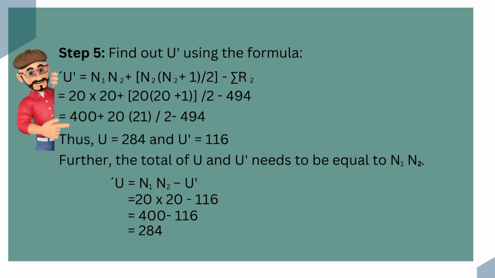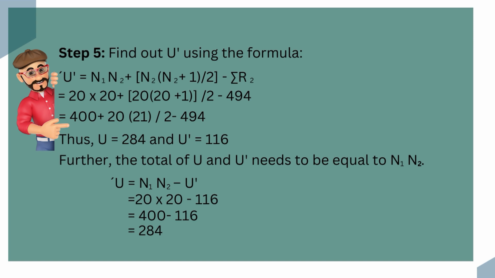Further, the total of U and U dash needs to be equal to n1 n2. So, let us cross check it. U is equal to n1 n2 minus U dash. So, the total would be 20 into 20 minus 116. So, the value would be 400 minus 116 and this would be 284.